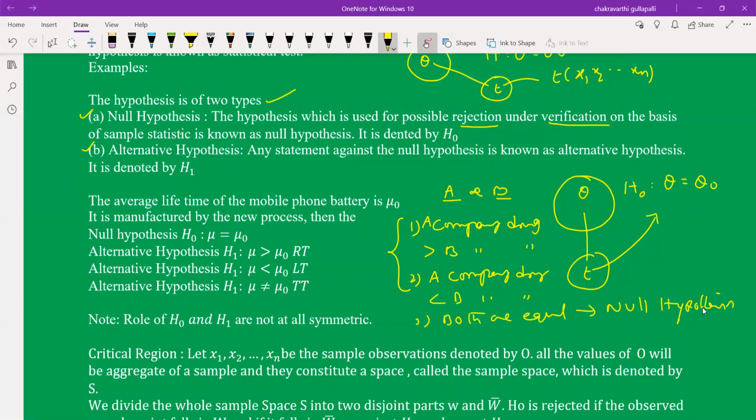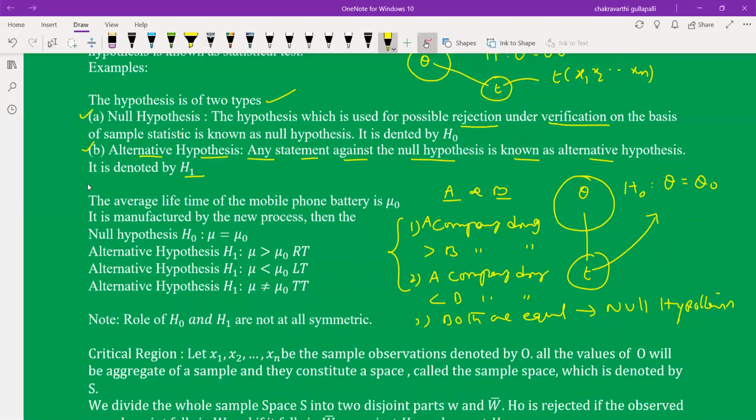The complement of, or statement against, the null hypothesis is called the alternative hypothesis. Any statement against the null hypothesis is known as the alternative hypothesis. The null hypothesis is denoted by H0 and the alternative hypothesis by H1. These are some examples.